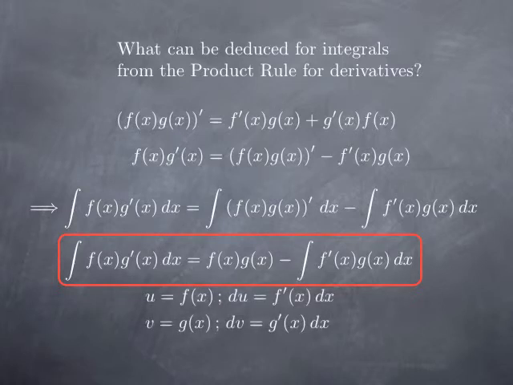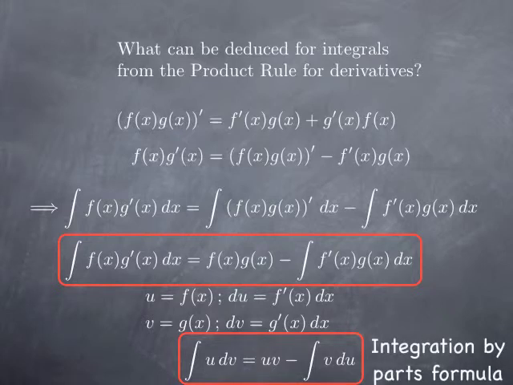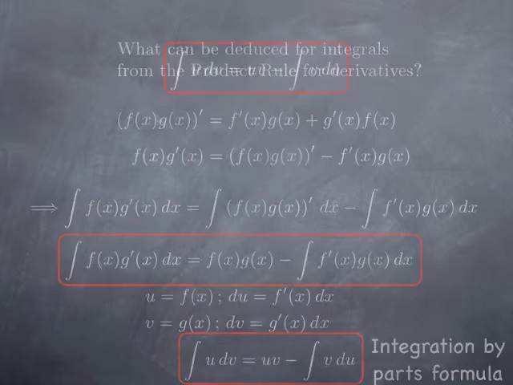In this formula we're going to call f of x u, and du is f prime dx, and v will be g of x, and dv is g prime dx. And with this formalism, the integral on the left hand side becomes the integral of u dv. Then we have f times g, which is a product uv, and the integral of f prime g becomes the integral of v du. And this is what we will call the integration by parts formula.